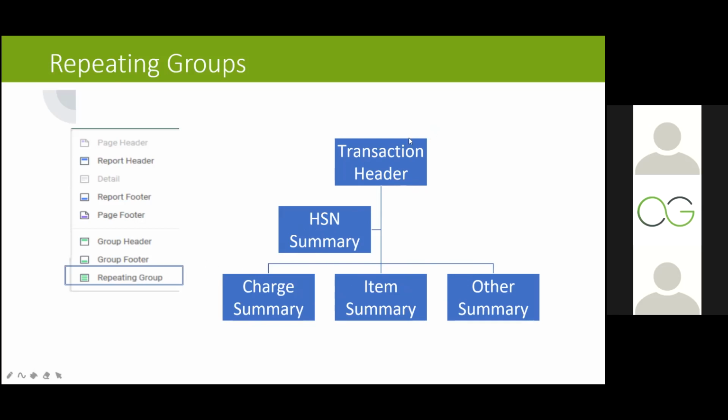Basically, a repeating group will tell me, for one transaction, what my HSN summary is. So this becomes a repeating group. The transaction header and the HSN summary become a repeating group, right? Again, the transaction and the charge become a repeating group, the transaction and the charge summary. Similarly for item and for any other summaries that are there for your report. So we'll see an example.